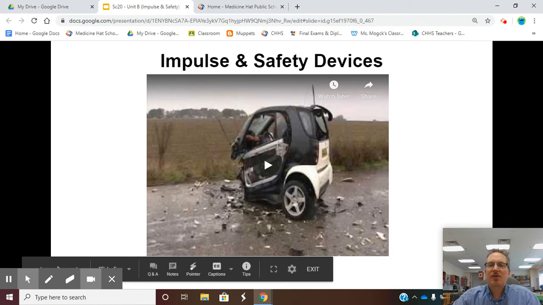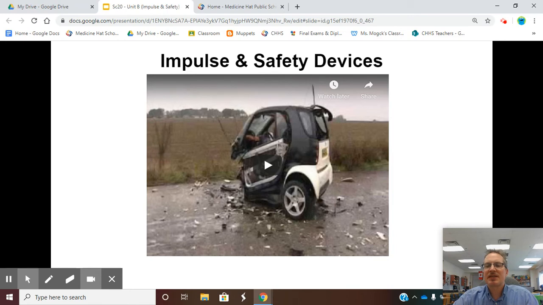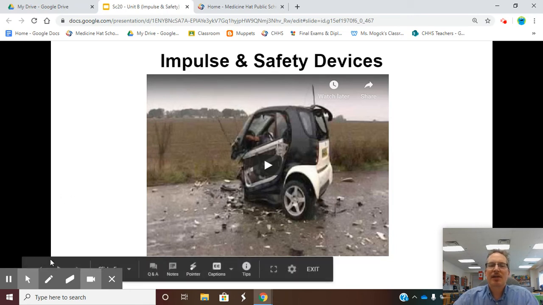So that video was rather shocking. They did a comparison between the smart car with the steel cage inside compared to a standard car with less of that cage.